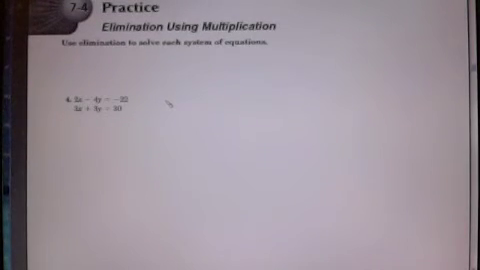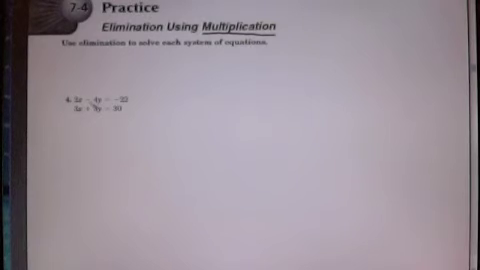This is also going to require elimination using multiplication because if you look, we have 2x and 3x in my two equations. Those will not cancel. I have negative 4y and positive 3y. Those will not cancel. So I have to ask myself, what can I multiply these equations by so that I can get these to cancel out? So I'm going to have to multiply both of these equations to come up with something that will cancel out.